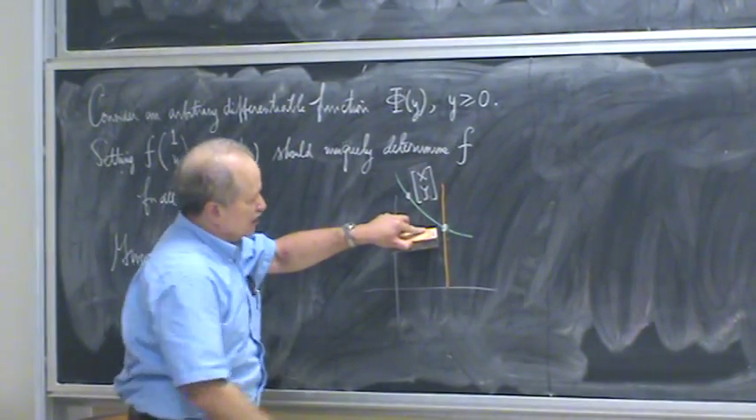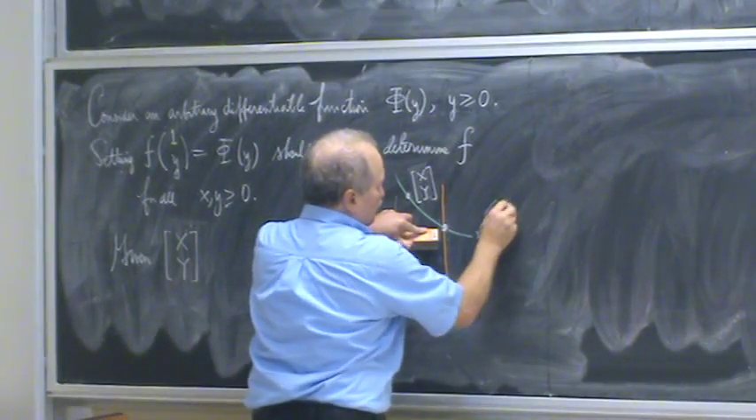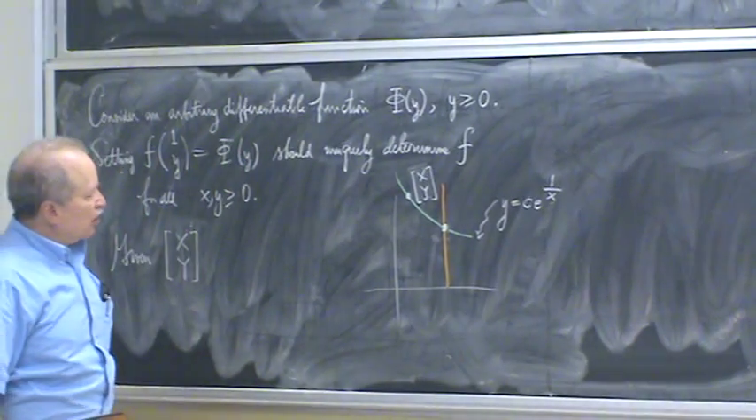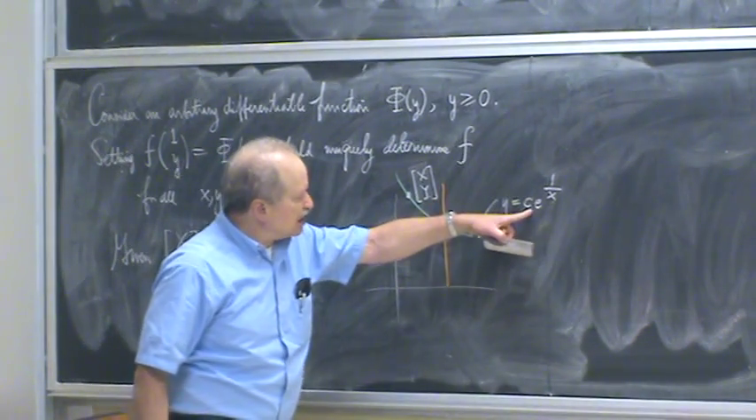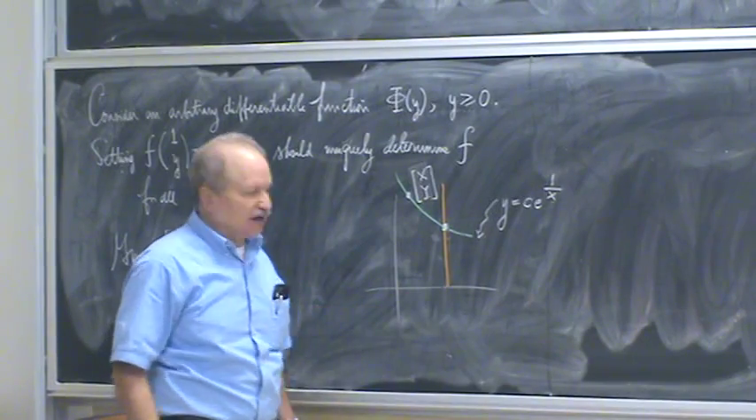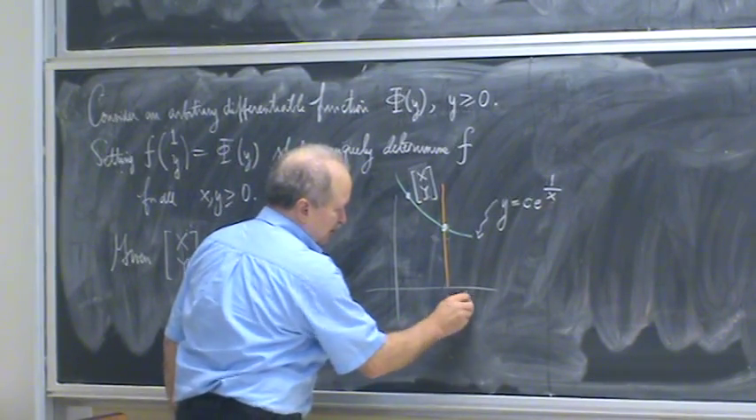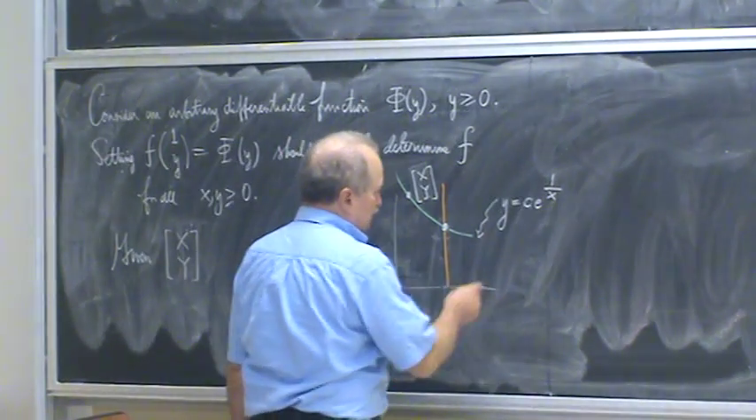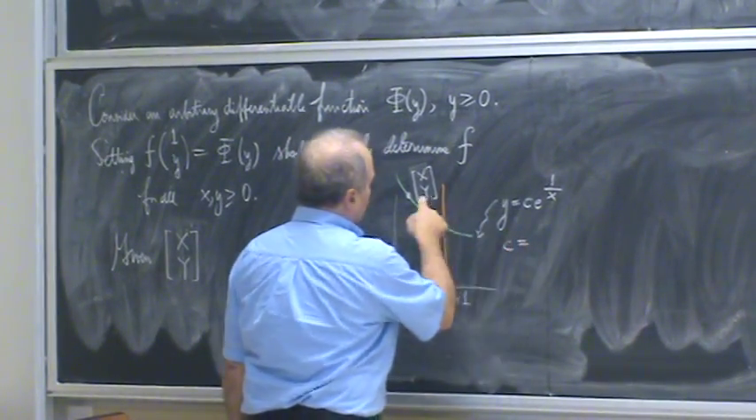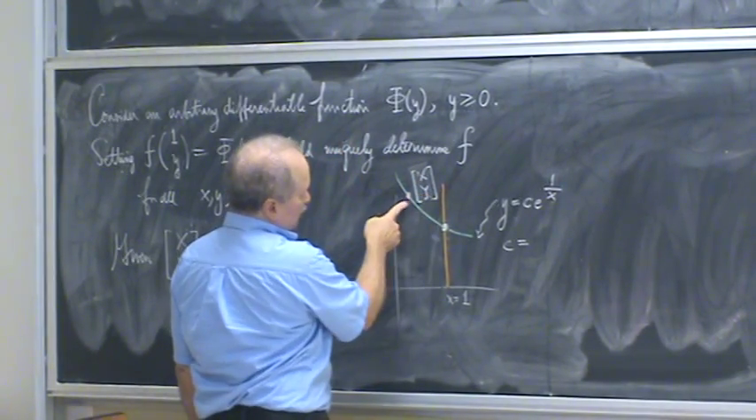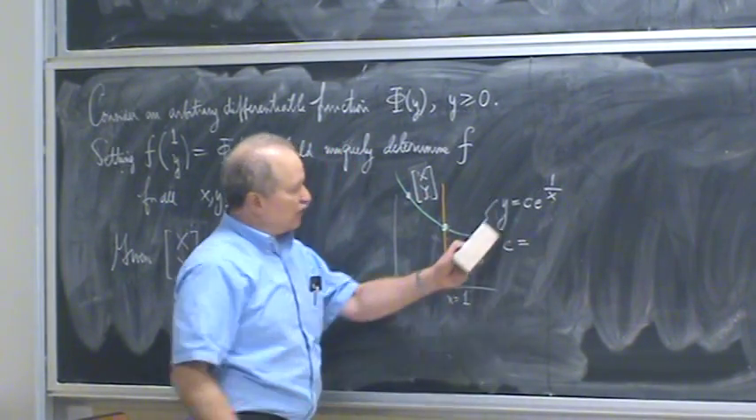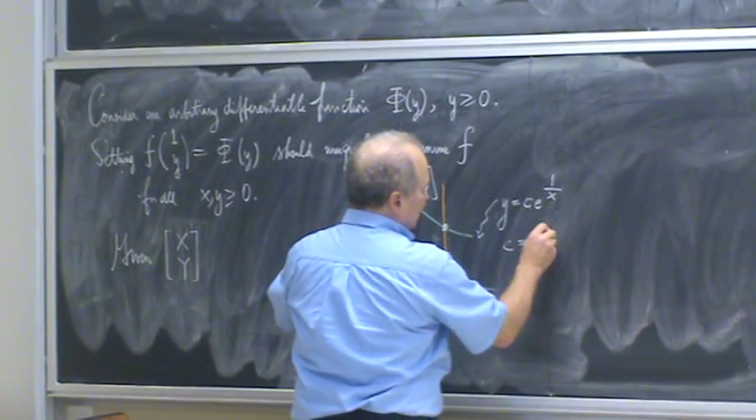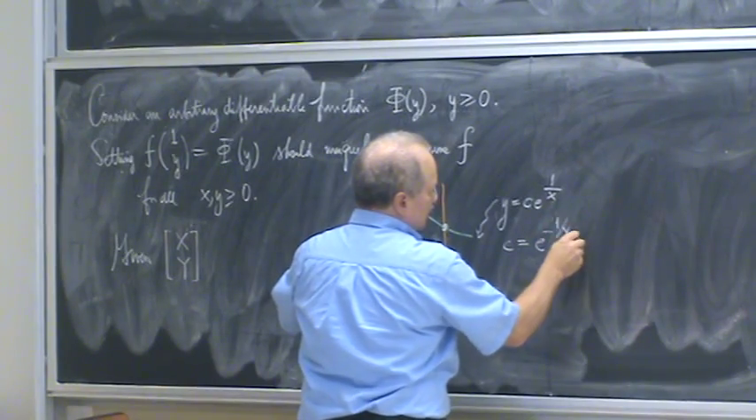Where do I cross, if this is the line, if this is the curve, y equals little c, e to the 1 over x? How do I figure out what c I'm at when I cross the line x equals 1 here? C is going to be whatever x and y are, they have to satisfy this equation for my c. So I can solve for c and say it's e to the negative 1 over capital X times Y.